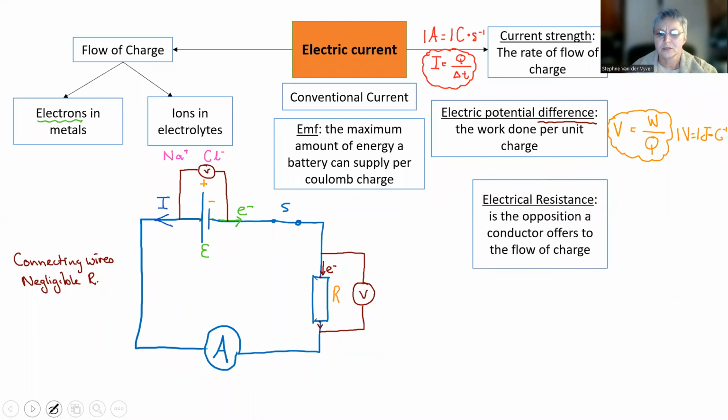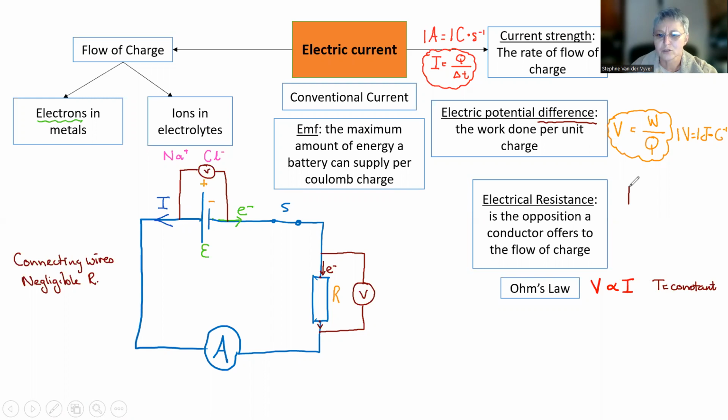Right, next I'd like to consider electrical resistance as a concept. It is the opposition that a conductor offers to the flow of charge. And hand in hand with this goes Ohm's law. Ohm's law gives you the relationship between the potential difference across the ends of a conductor and the current flowing through the conductor. If the temperature is kept constant, that will give us a direct proportional relationship.